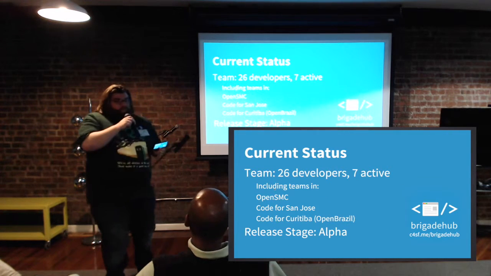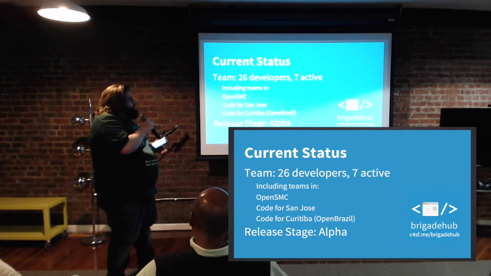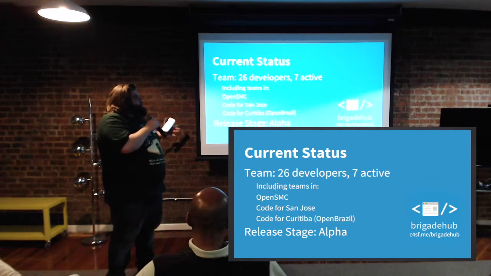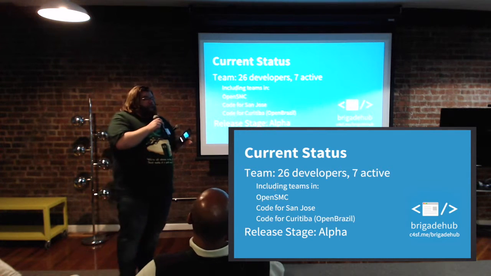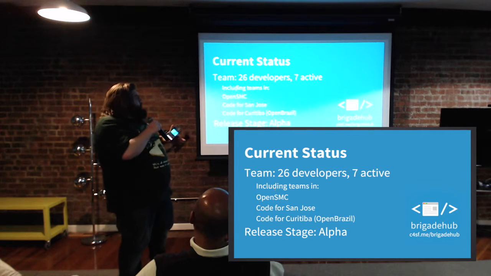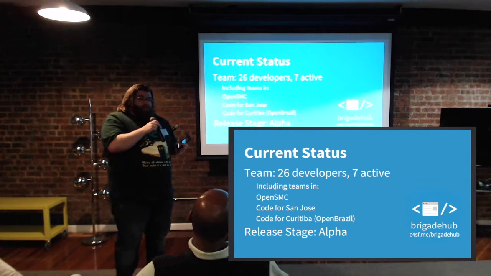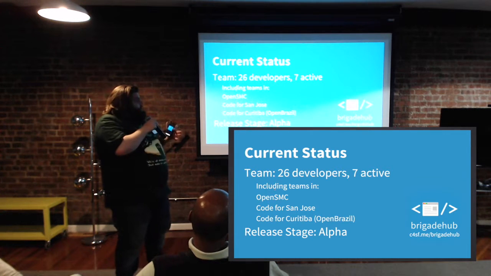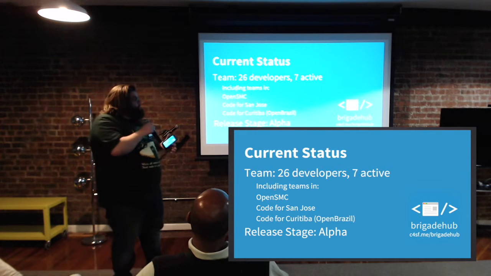As for its current status, we are currently in alpha phase. We have a team of 26 developers that have worked on this project at one point in time, and an active team of about 7. This includes teams in OpenSMC, which is San Mateo's brigade, Code for San Jose, as well as Code for Curitiba, which is part of Open Brazil.